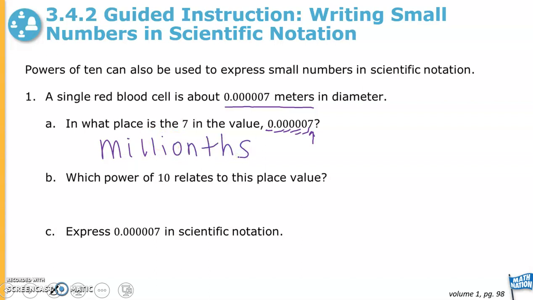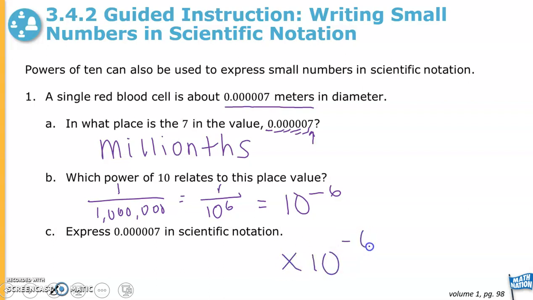What power of 10 relates to this value? Well, a million, and it's a small number, is going to be in the denominator, like 1 over 1 million. If a million looks like that, that is 10 with 6 zeros, so 10 to the 6th power. And I know from an earlier lesson that if it's a positive exponent in the denominator, I can move it up to be a negative exponent in the numerator, or 10 to the negative 6th. So a number in the millionths place is like a 10 to the negative 6th. So putting those two things together, if I express that number in scientific notation, it's going to have a times 10 with an exponent of negative 6.